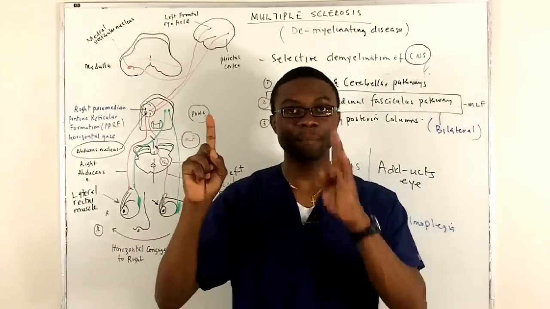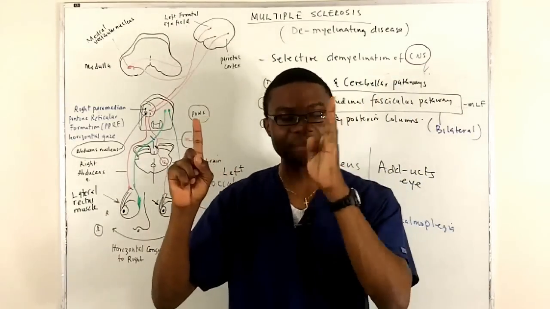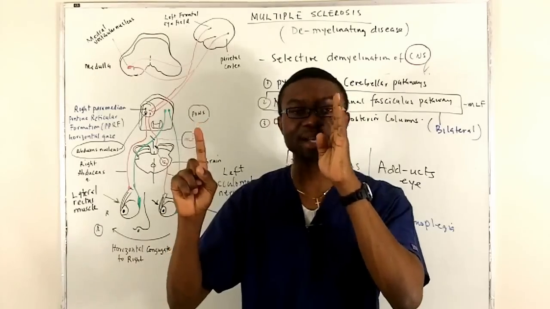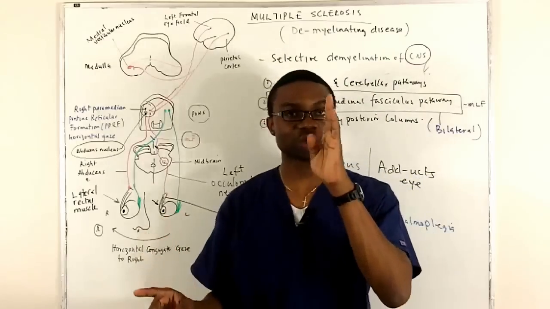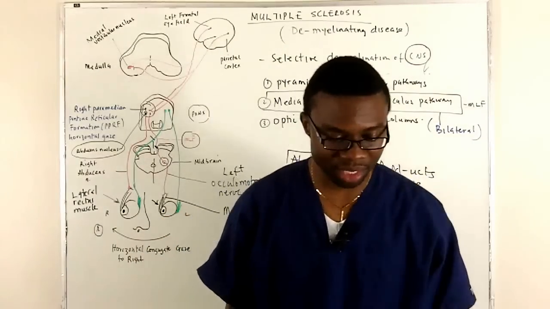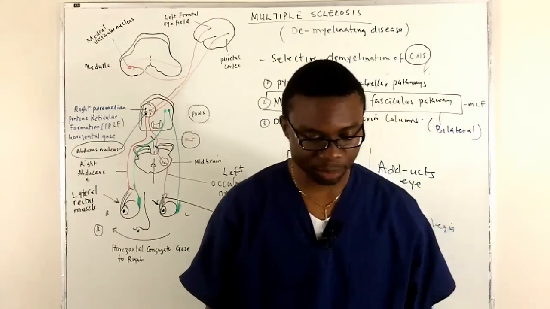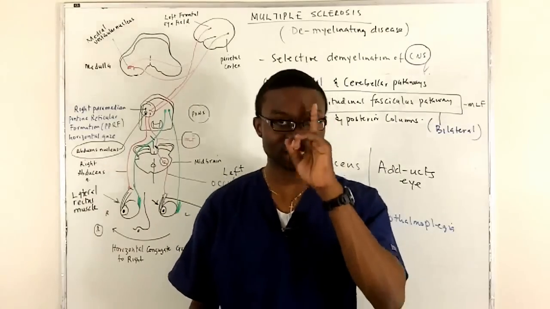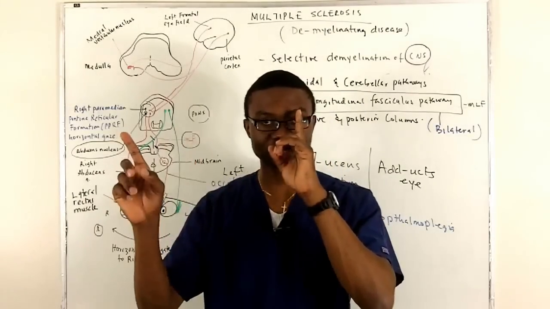That's good. But their left eyeball will not be able to adduct. Why? Because the MLF is damaged, so it's going to stay in the middle. So this patient will be unable to adduct this eyeball when I tell them to look to the right.